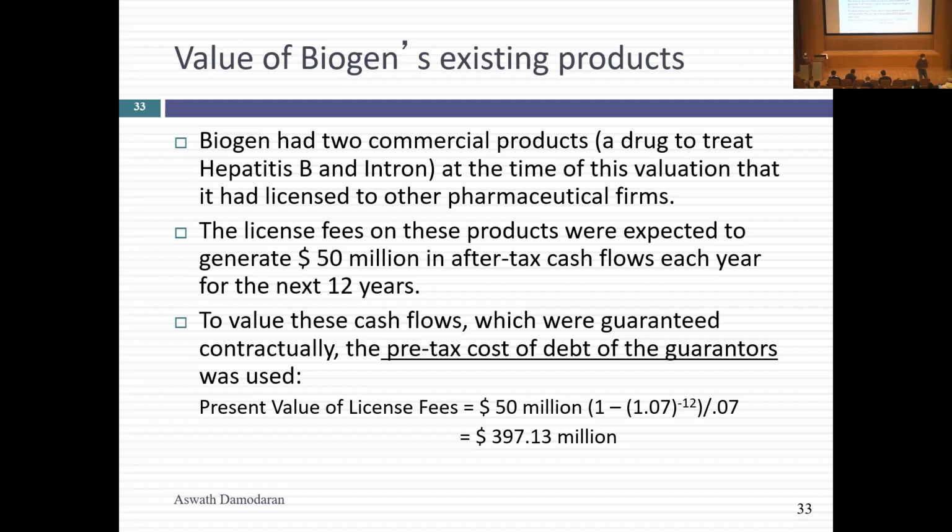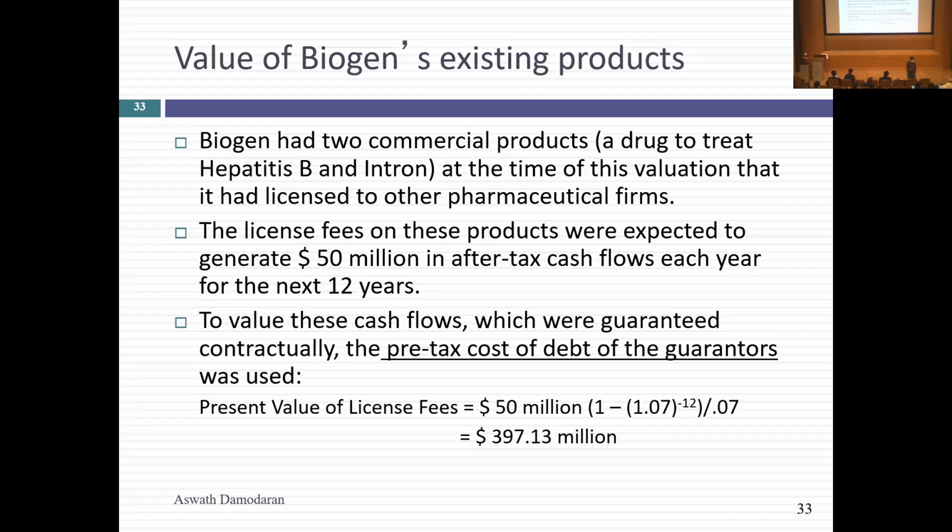You're saying, who cares? If you get a fixed license fee and it's a contractual agreement, what's the only risk you face as Biogen on these cash flows? Counterparty risk. That Merck or Pfizer will go under. So you know what I use as my discount rate for the 50 million they're going to get on these cash flows? I use the pre-tax cost of debt of the pharmaceutical company that licensed the drug.